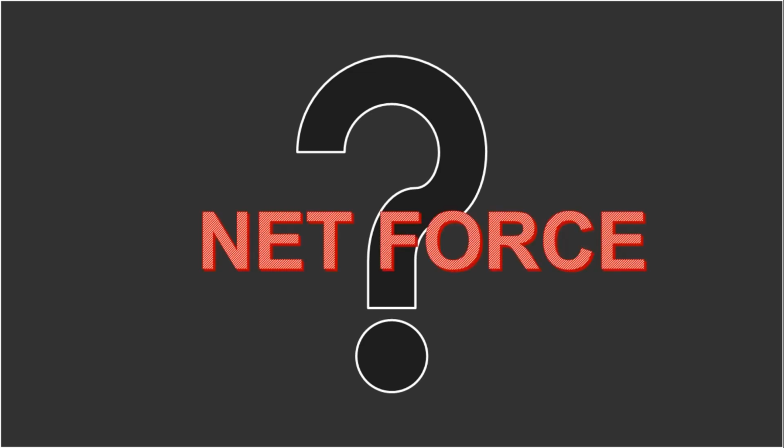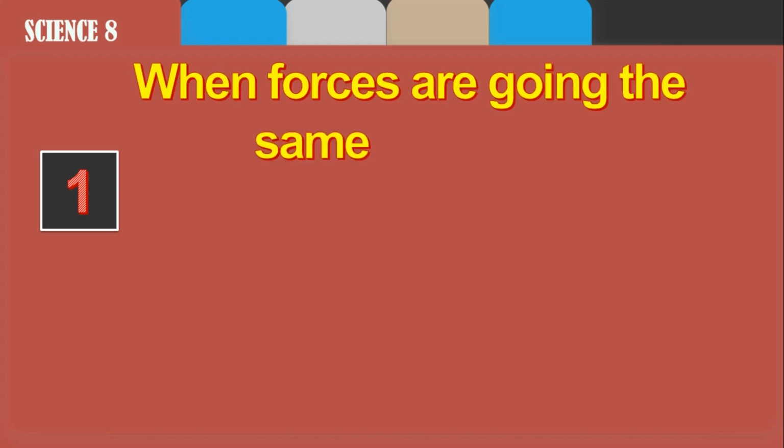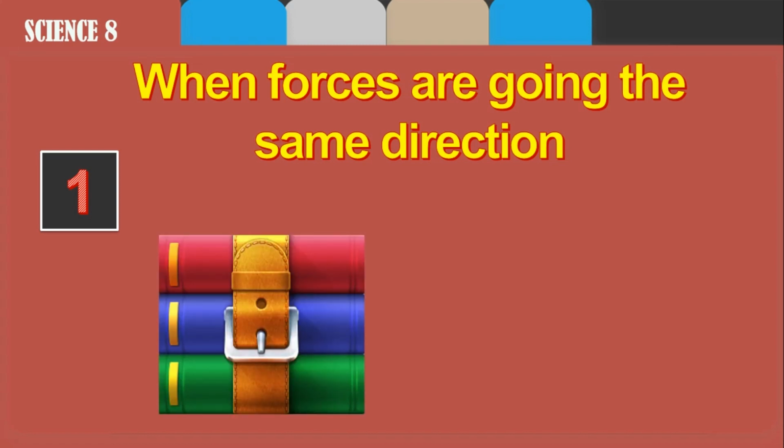But how do you determine the net force? Let us have these examples. In example number 1, the forces are going the same direction, either to the left, right, up, or down. In the sample given, we have a pile of books with forces of 5 newtons to the left and 25 newtons to the left. Both forces are going to the same direction, which is the left.